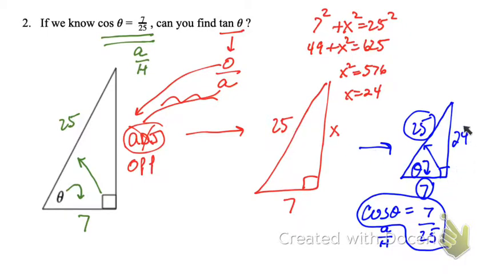So now I've got this triangle. I've got a 7, a 24, and a 25. I can find whatever you want me to find. Well, we wanted to do the cosine of theta, which is adjacent over hypotenuse, a over h right there, if you can see that. So my adjacent is 7, and the hypotenuse is 25, so my cosine is 7/25.